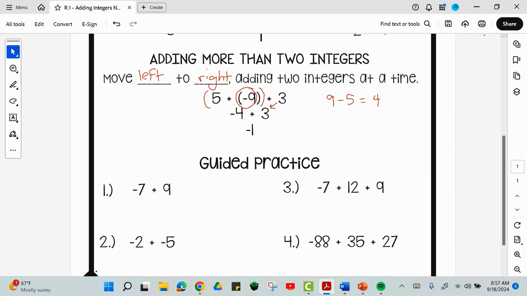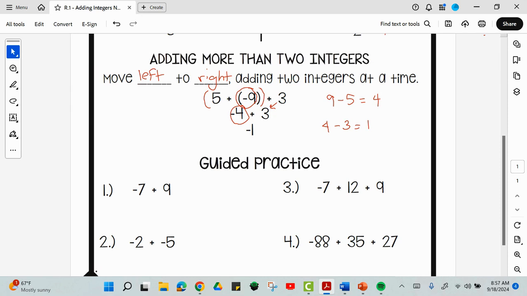And then we do negative 4 plus 3. Again, identify your bigger digit. So in this case, it's negative 4, which means my answer is going to be negative. And then we just do 4 minus 3, which is 1. And since 4 is bigger and it's negative, it's going to be negative 1 for my answer.